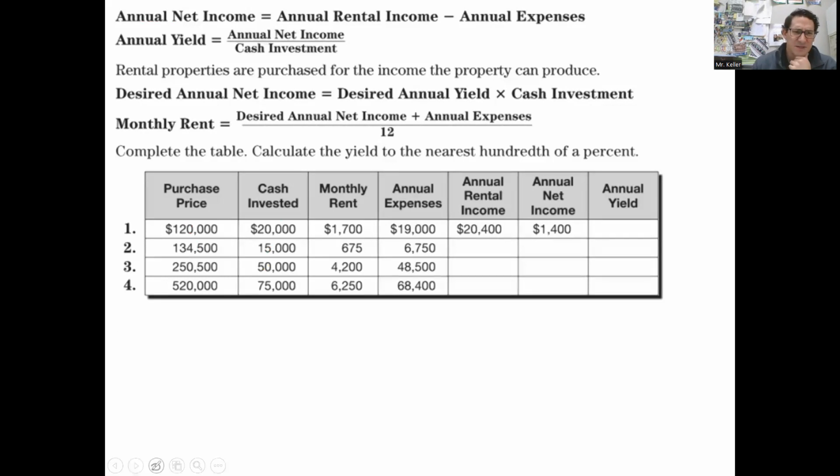We're going to skip to number two, since number one is basically filled out. So the purchase price is 134,500. The cash invested, this would be the down payment made on the house, so $15,000 down payment. The monthly rent is 675. The annual expenses are 6,750. The annual rental income, so the income from this house, is going to be the monthly rent times 12. 675 a month for 12 months. 675 times 12 comes out to 8,100.